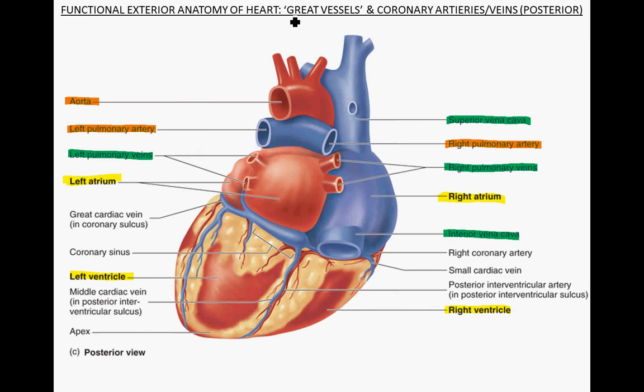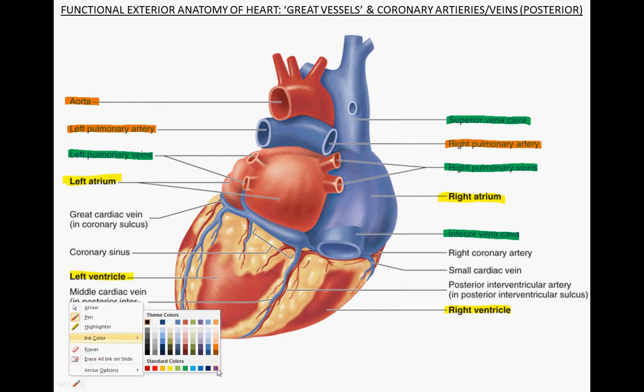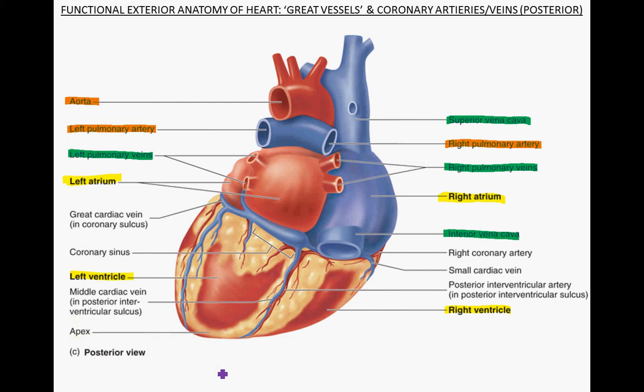All right. So again, the posterior side, going back to purple. So these cardiac veins, right here, the coronary sinus is part of that special cardiac circulation there on the posterior side, middle cardiac vein here, posterior interventricular artery, right? The small cardiac vein, this is all part of that special circulation there, right coronary artery.